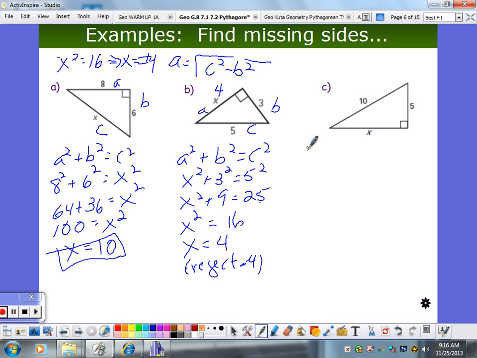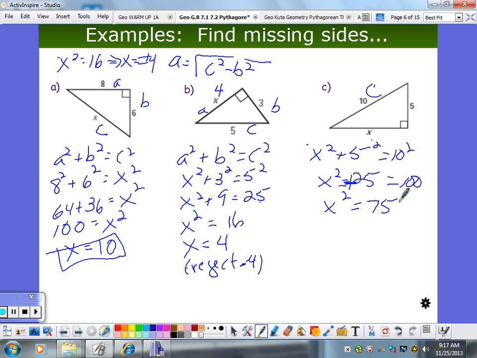Let's see this guy here. C is my 10. So x squared plus 5 squared is 10 squared. X squared plus 25 equals 100. Subtract the 25. So x is going to be, we're going to just take the positive root of 75. Well, that's not a perfect square. So what can I do here if I want the exact length? I want the exact length. What do I do?